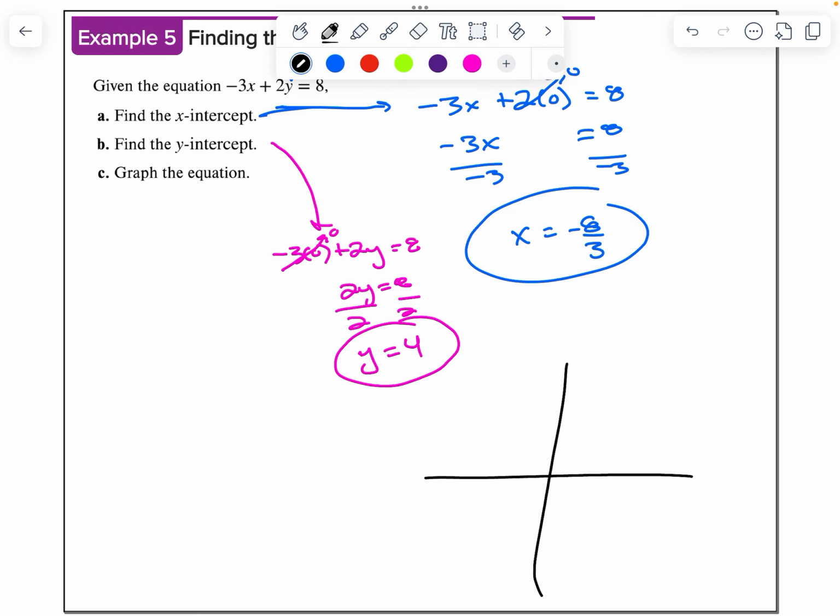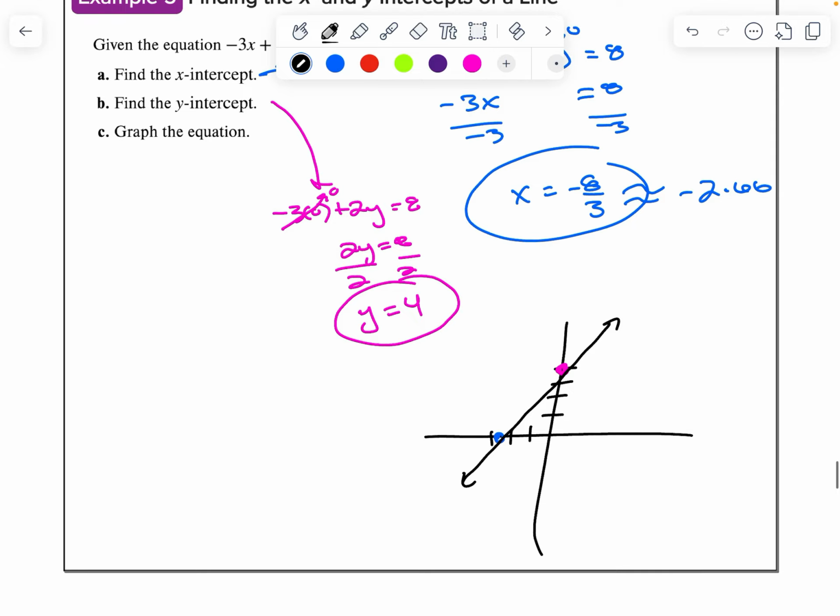Even though that x number is not very nice, I can estimate that in the calculator. Negative 8 divided by 3 is negative 2.66. So I can use some estimation here if I need to. My y-intercept, very nice, y equals 4. My x-intercept is negative 2.66. That's before you get to negative 3. Some questions will ask you specifically to graph using the x and y-intercept. That means you have to use those 2 points. And you'll just have to, on Alex, estimate where negative 2.66 is. It's between negative 2 and negative 3.